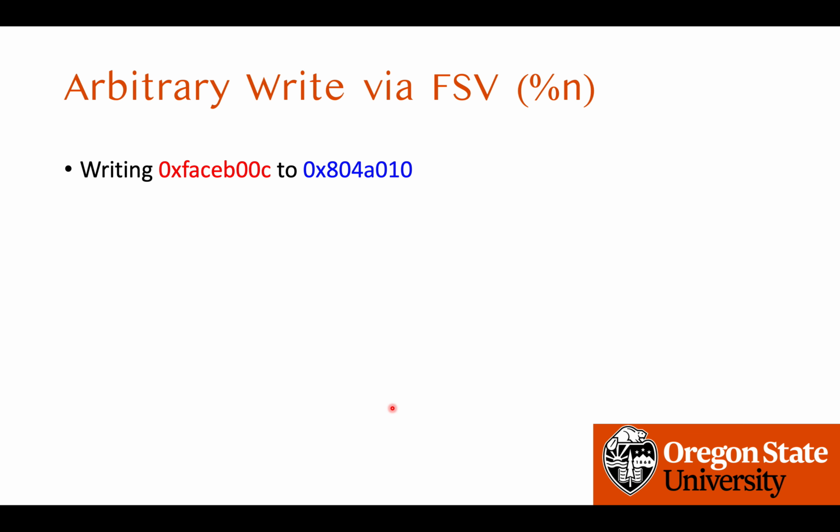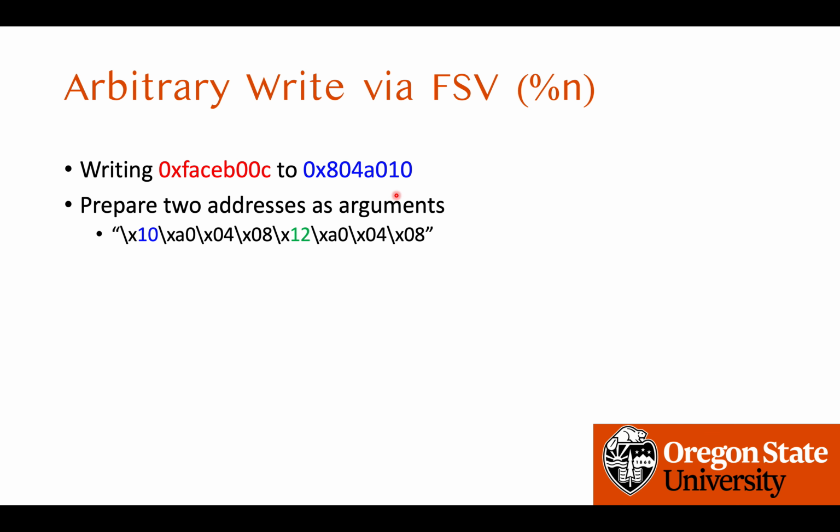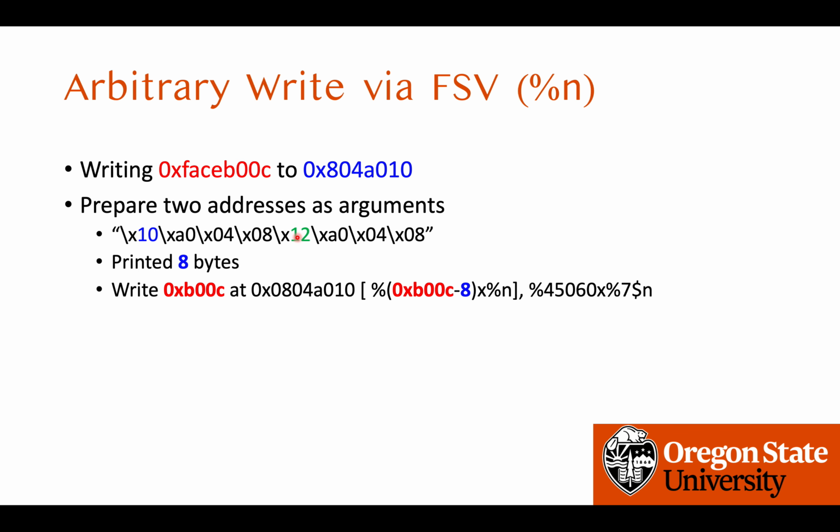Suppose we need to write this number, 0xFACEB00C, to this address. Then what we can do is prepare 2 addresses as arguments. So 2 addresses: 0x804A010 and 0x804A012, that is, 2 bytes next to that target address. Then it will print 8 bytes, and then we print some more bytes to fill up to B00C. We will write the last 2 bytes first, and then the next 2 bytes here. So we will write 2 bytes at this address and another 2 bytes at this address. That's why I shifted the address by 2.